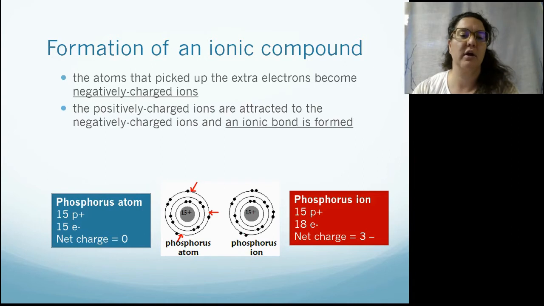When an ionic compound is forming, atoms that pick up the extra electrons become negatively charged ions, and positively charged ions are now going to be attracted to those negatively charged ions, and an ionic bond will be formed. So a phosphorus atom with 15 protons and 15 electrons has a net charge of 0, whereas a phosphorus ion has 15 protons and 18 electrons for a net charge of -3. So this will be a negatively charged ion attracted to a positively charged cation.